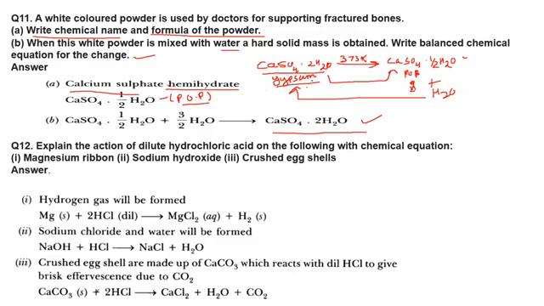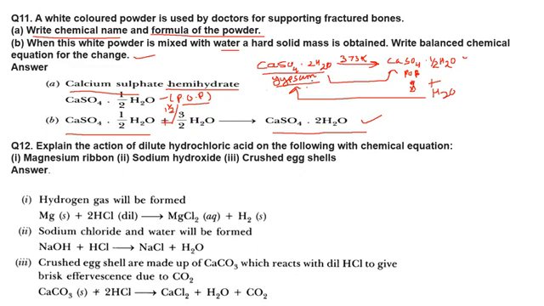Here this is the equation, CaSO4 dot 1/2 H2O plus, here you can write 1.5 or 3/2 H2O. We have already written H2O. You will get CaSO4 dot 2H2O. Clear, students? Right. Let's do the next one.